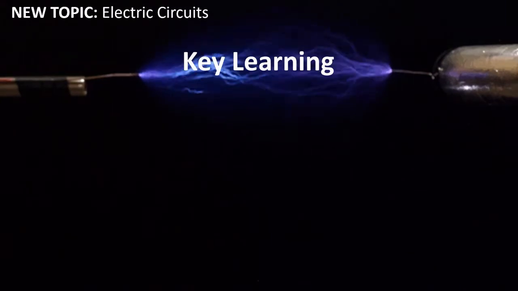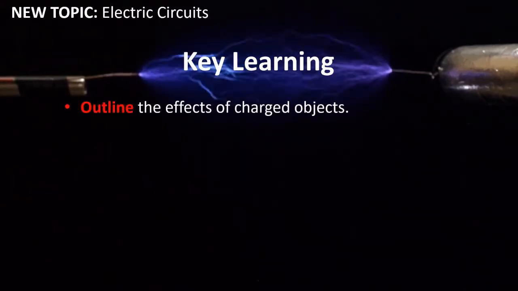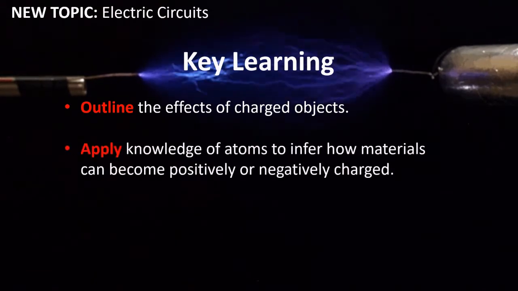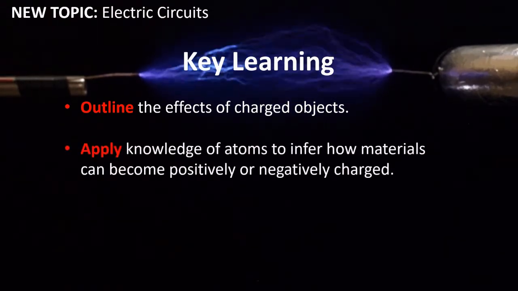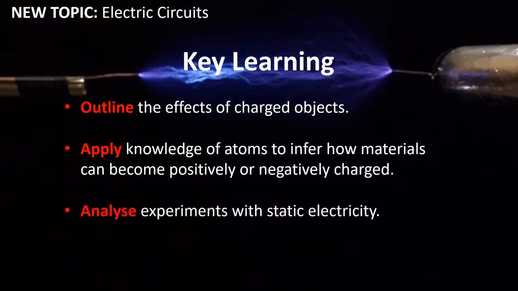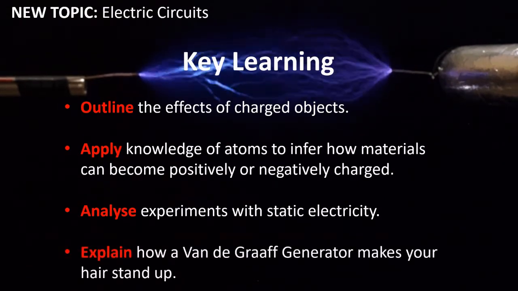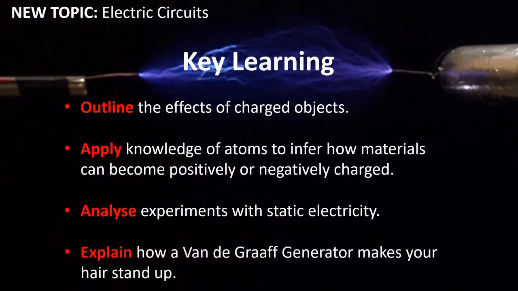Your key learning points for today are: outline the effects of charged objects, apply knowledge of atoms to infer how materials can become positively or negatively charged, analyze experiments with static electricity, and explain how a Van de Graaff generator makes your hair stand up.